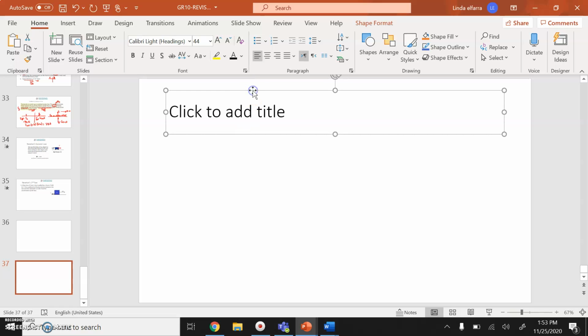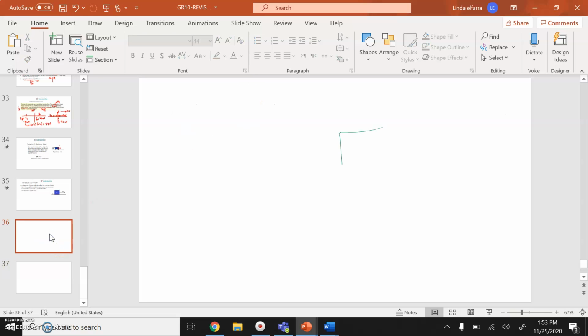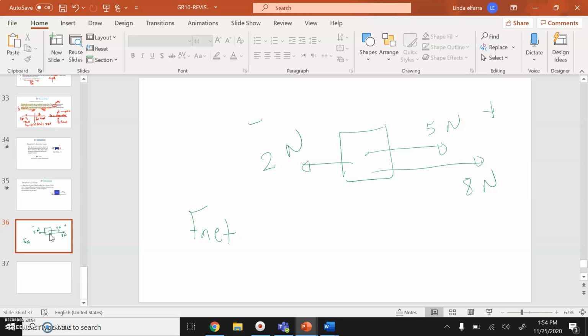For example, if I give you an object and two forces to the right, one force is 5 and the other force, let's say, 8 Newton. And I have another force to the left, let's say 2 Newton. Find the net force. To the right is positive, to the left is negative. So the net force would be 8 plus 5 minus 2, and if you calculate this, it will give you 11 Newton.